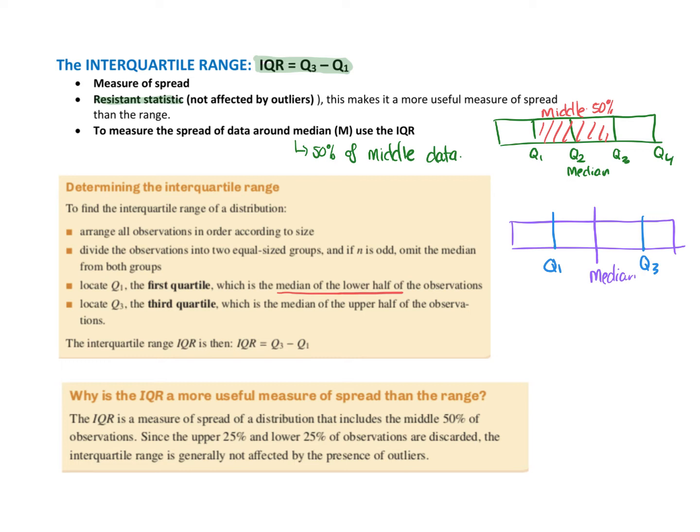Okay, so why is the IQR a more useful measure of spread than the range? It's because it shows the middle 50%. The outliers are always out at the ends, so they can sometimes distort the range. The IQR shows the big chunk where most of the data is, and that's why we use it. It's not affected by outliers or skewed data.